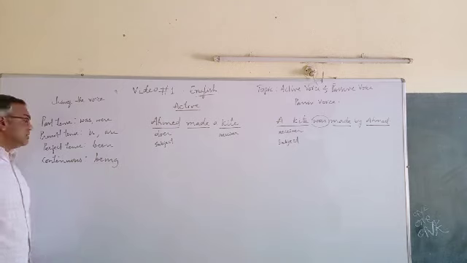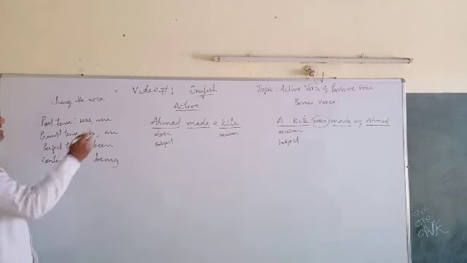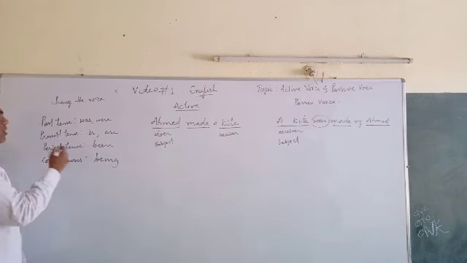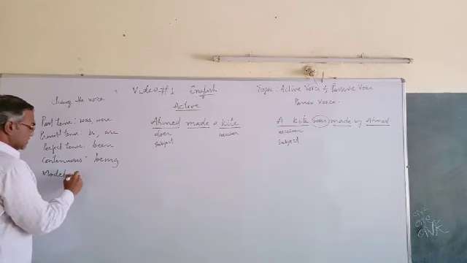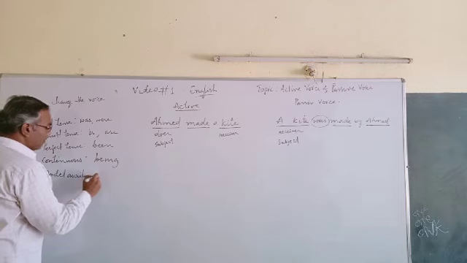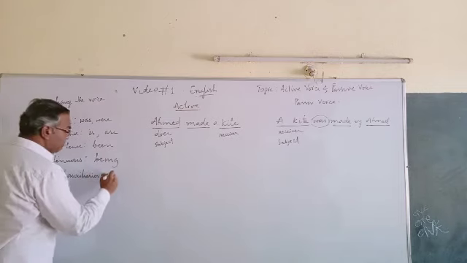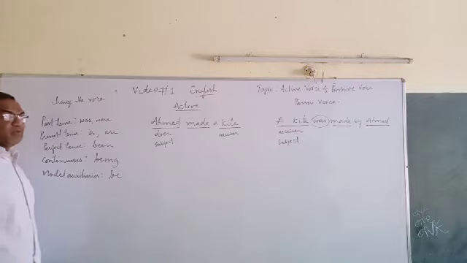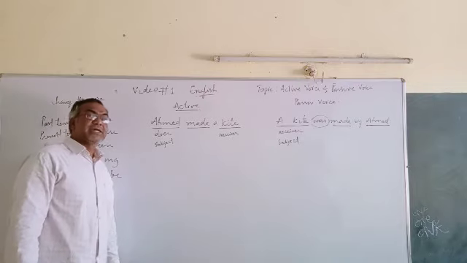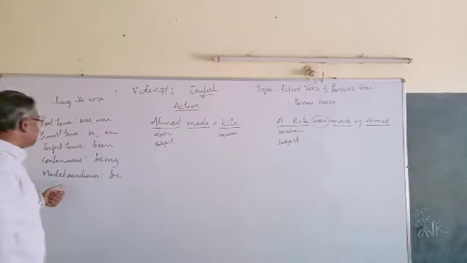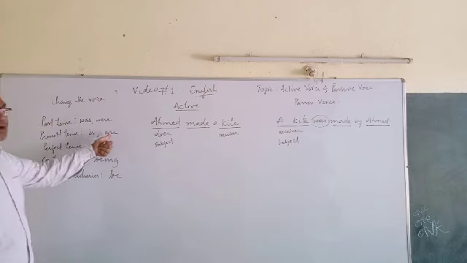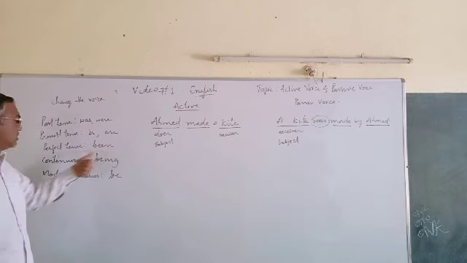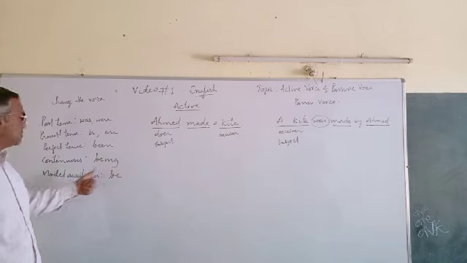B-E-I-N-G, being, is used in continuous tense. And if the sentence has a modal auxiliary verb, then be, B-E, is used. For example, will be, shall be, should be, can be, could be. With past tense, was or were; present tense, is or are; perfect tense, been; continuous tense, being is used.